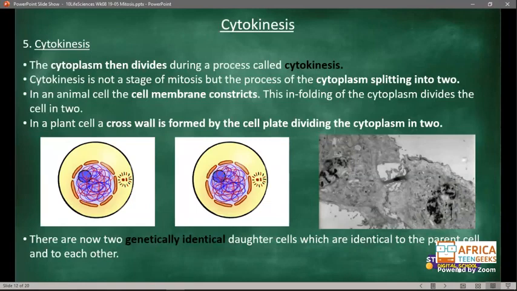Process starts again. So from these two daughter cells, after mitosis occurs again, how many new daughter cells will we have? Remember, these two daughter cells will then be the parent cells. So how many will we have if we have these two?